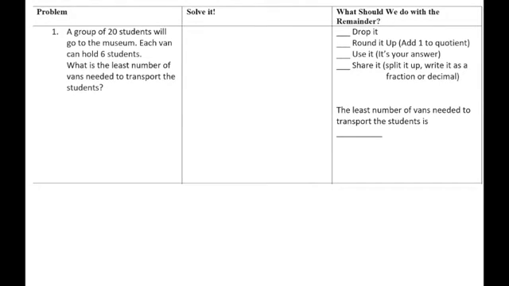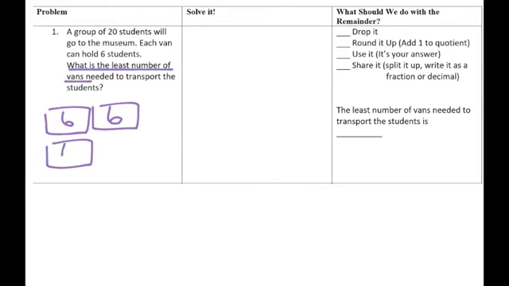We have a group of 20 students that are going to go to a museum. Each van can hold 6 students. What is the least number of vans needed to transport the students? The first van is going to have 6 students. The second van is going to have 6 students, that's a total of 12. The third van is going to have 6 students, that's 18. And then there's going to be 2 more students that need to go.